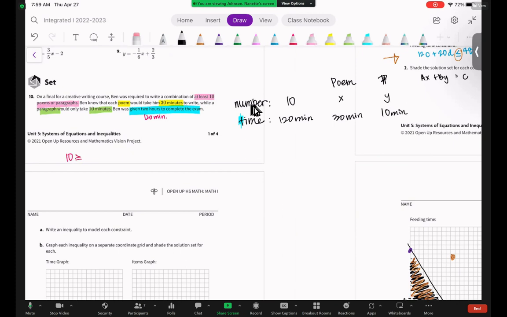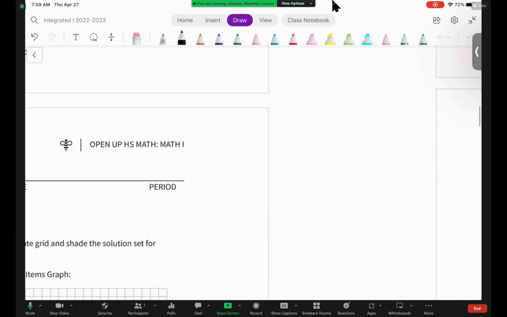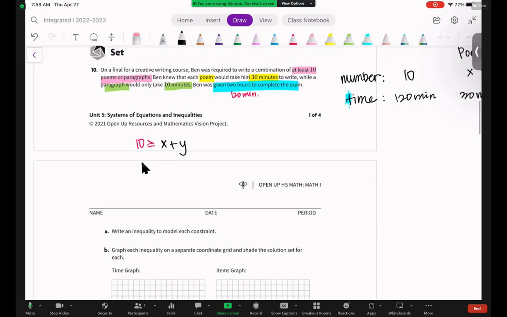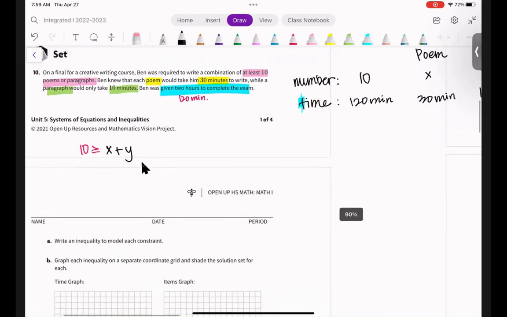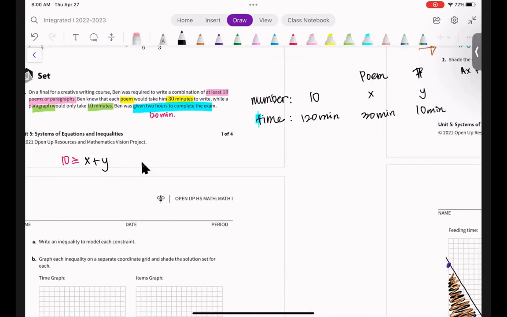Can you write me a constraint for the rest of this? We already started with 10 has to be greater than or equal to what? Greater than or equal to what? Yeah, very good. So someone said X plus Y. Let's see if this makes sense. Sorry, my iPad's moving all over the place. The number of poems plus the number of paragraphs has to be less than or equal to 10. Is that right?